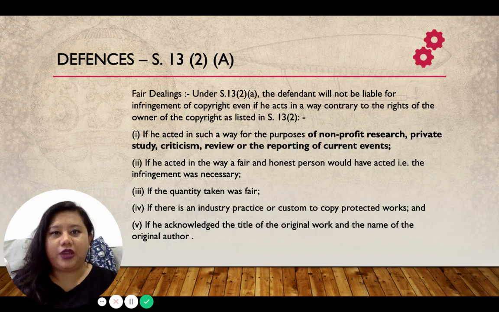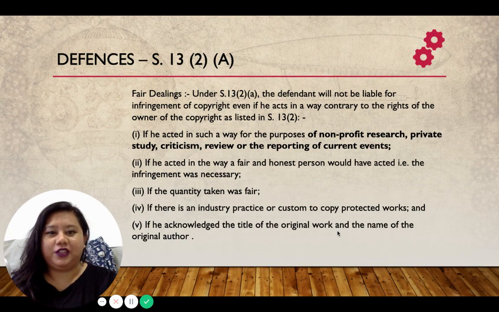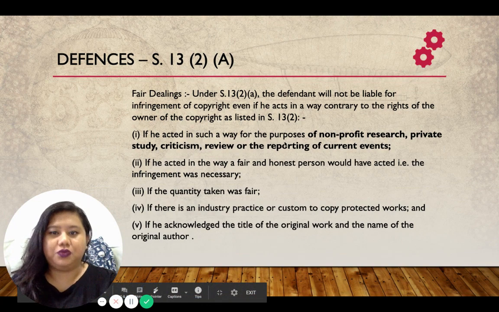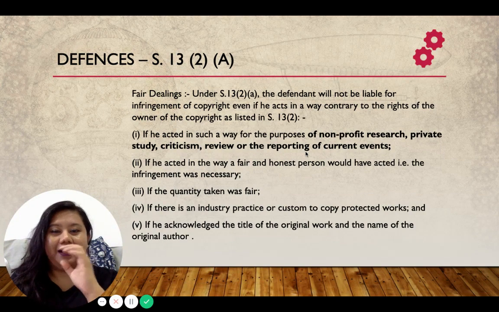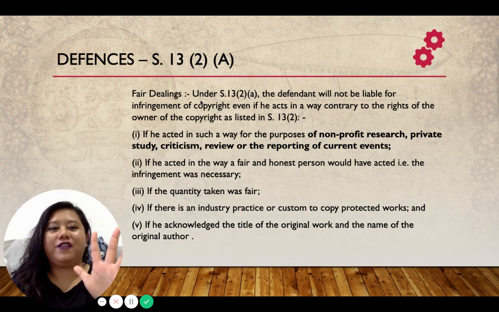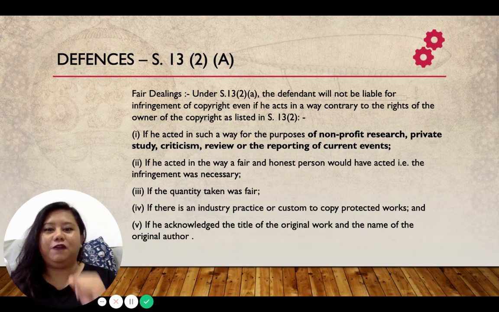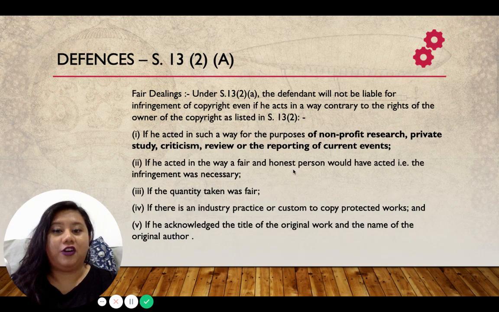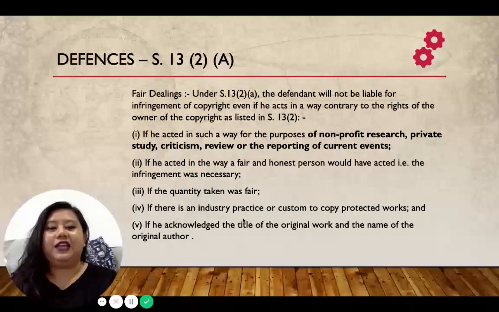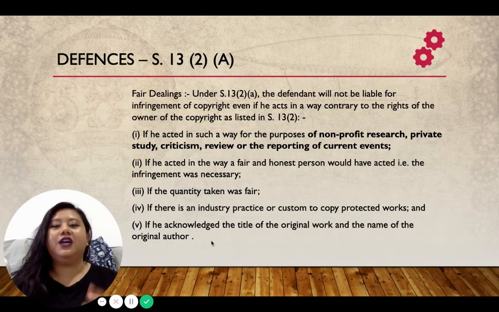Section 13, subsection 2(a) is the defense called fair dealing. Fair dealing involves five actions that, if you do them and comply with the other conditions, fall under the category of fair dealing. These five actions are: non-profit research, private study, criticism, review, or the reporting of current events. If you do any of these, and you do it fairly and honestly, you took the quantity fairly, and it is industry practice to take it, and if you acknowledge the title of the original work and the name of the original author, then you can use the defense under section 13, subsection 2(a).